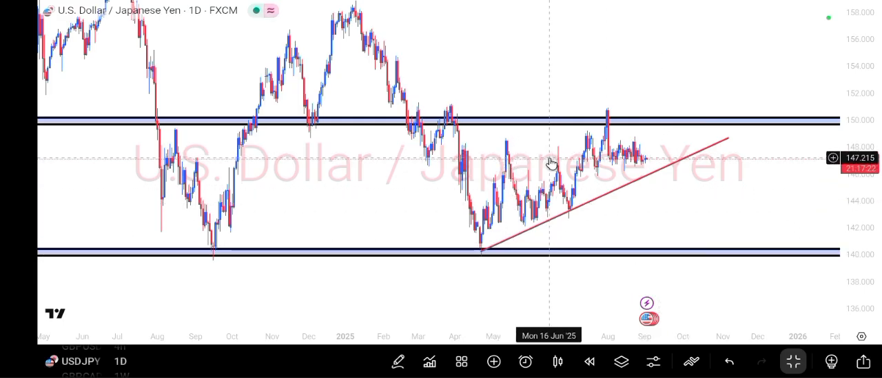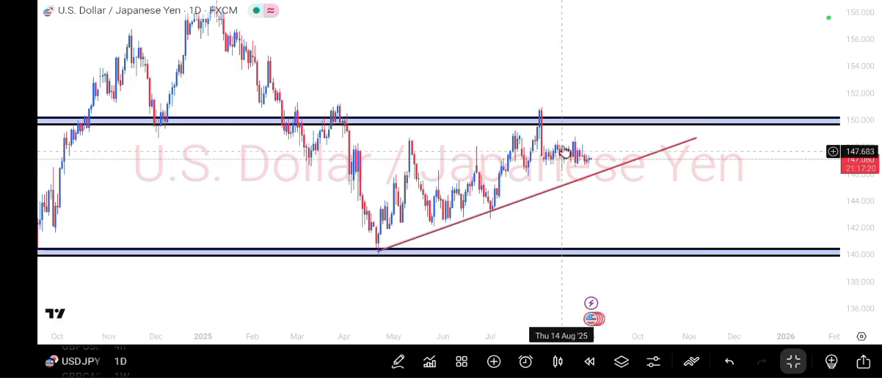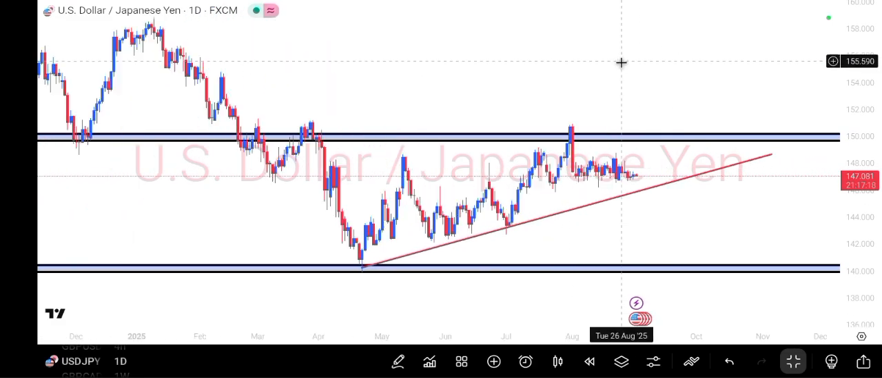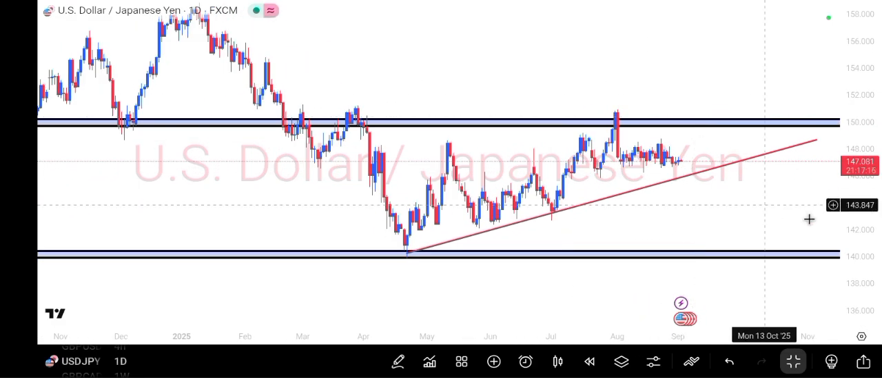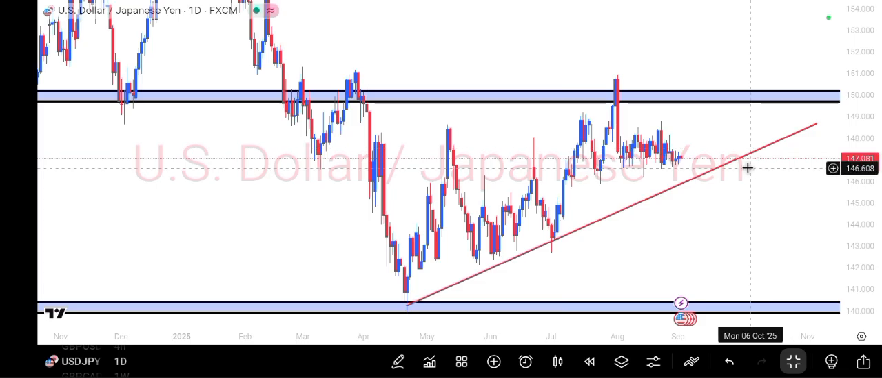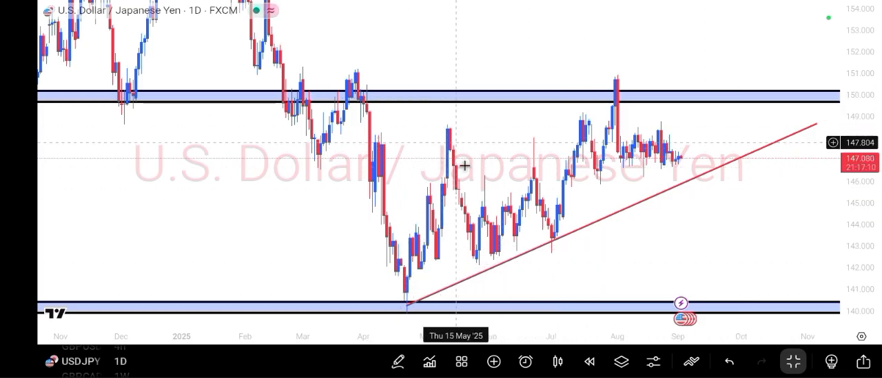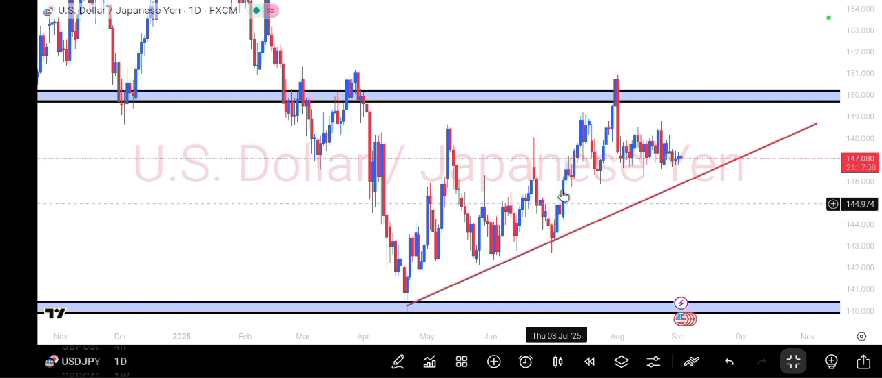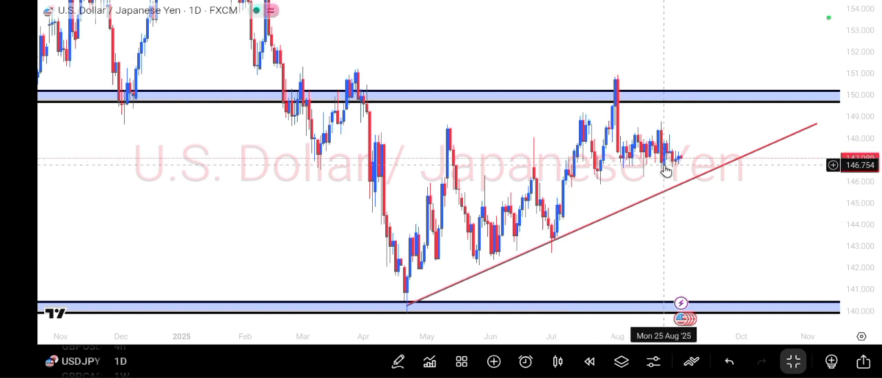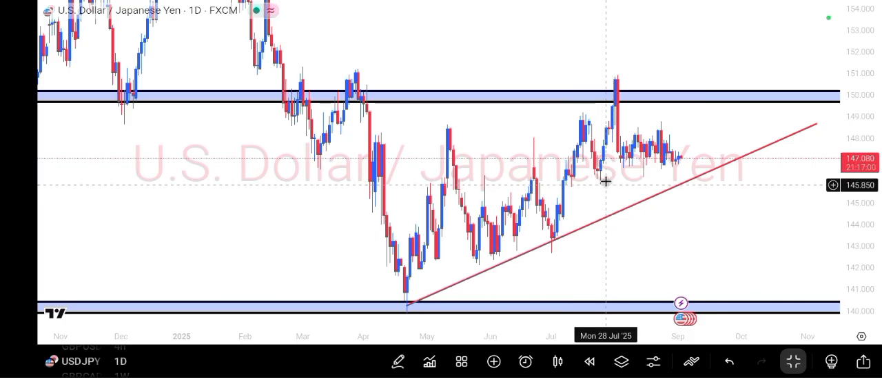Now on the daily time frame, it is not yet aligned with the monthly time frame. For this market to align with the monthly time frame, we are seeing a recent high, higher low, higher high, this now, and another higher low with a bit of range.